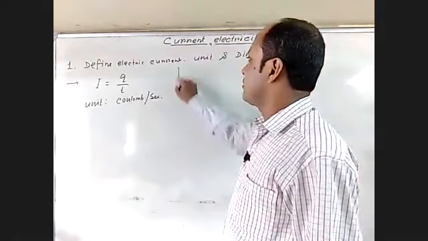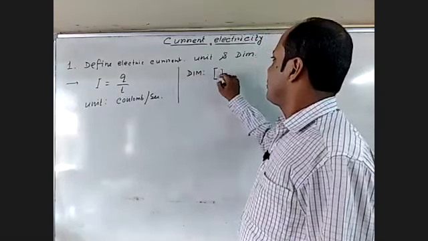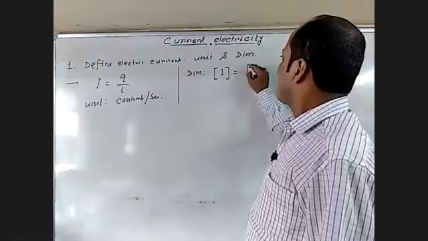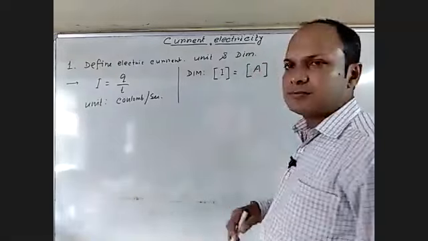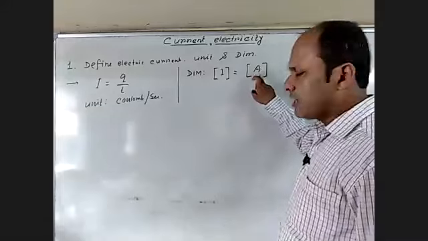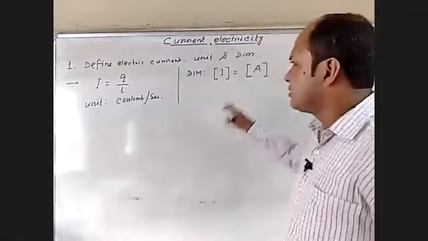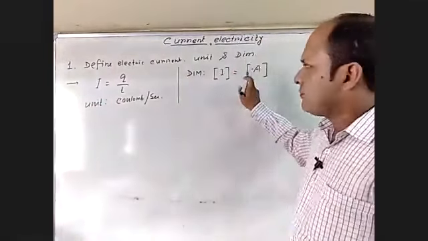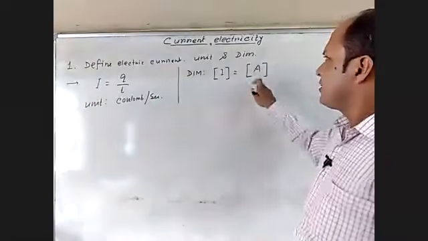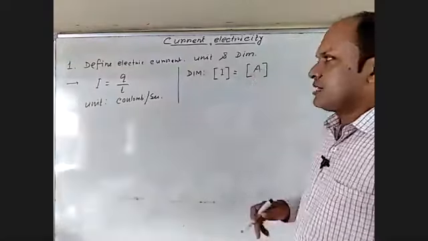What is the dimension now? Dimension will be, you can write as A. I can be written as A, or you can write also I, capital I. This is the dimension of current. This is a fundamental quantity. That's why just by A within third bracket, you may give the third bracket or you may not. This is the dimension of electric current.